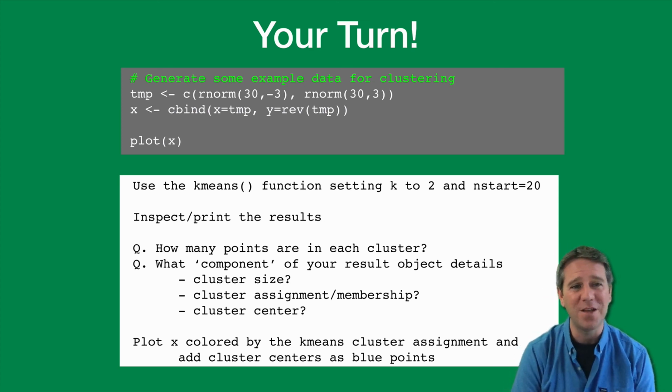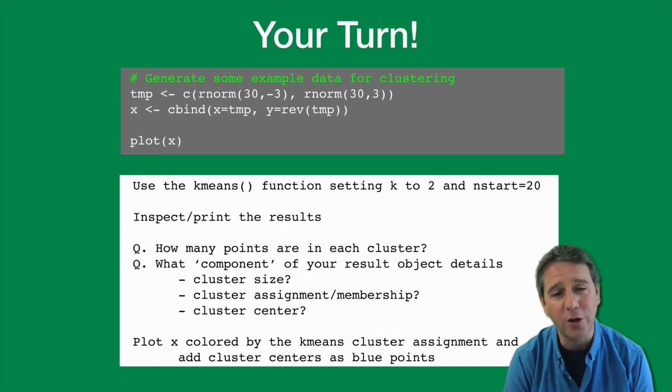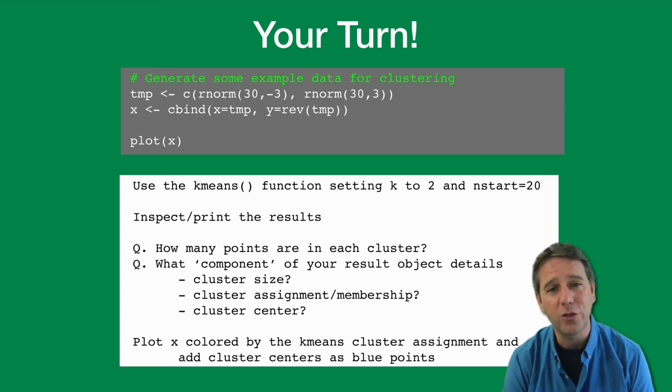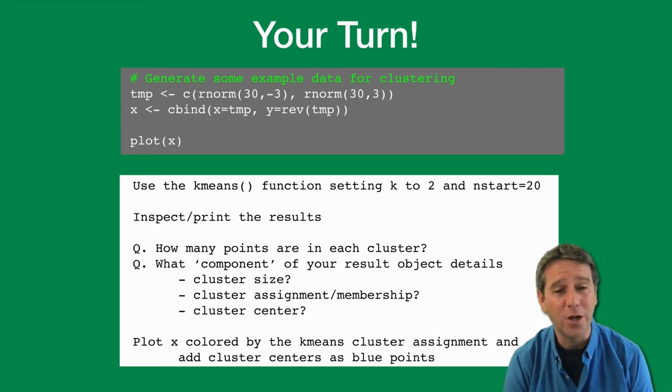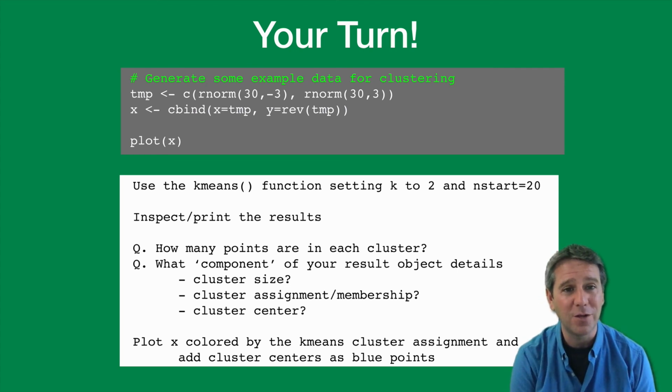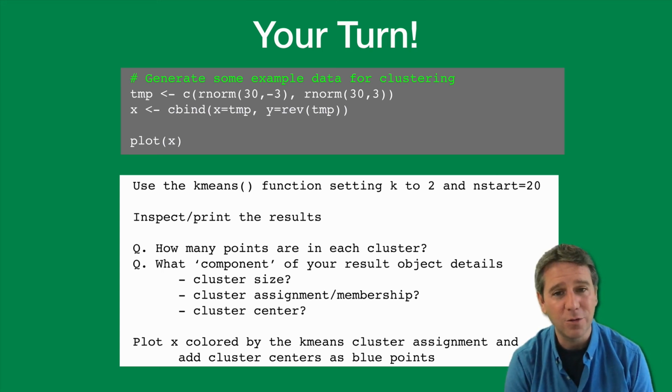Here I'm making a little vector x, and I'm putting it together. It's taking this rnorm function, making 30 points from a normal distribution centered at -3 and 30 points centered at +3, and putting them together. So we're going to have two clouds, two groupings of points, one centered at +3, -3, and another centered at -3, +3, and then we're going to plot them and see those points, and try and answer these questions. Run kmeans, inspect the results.